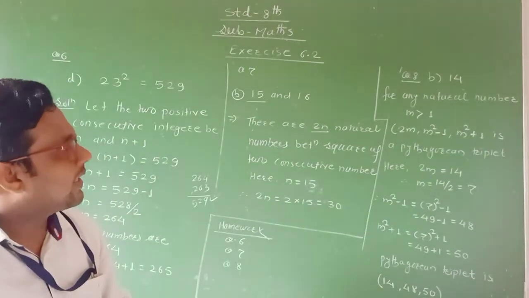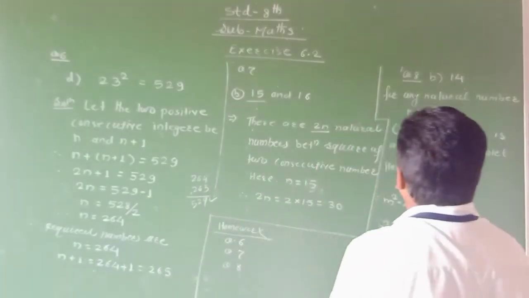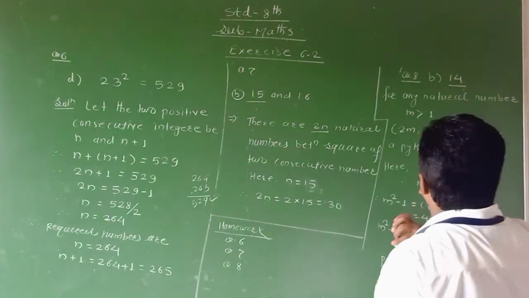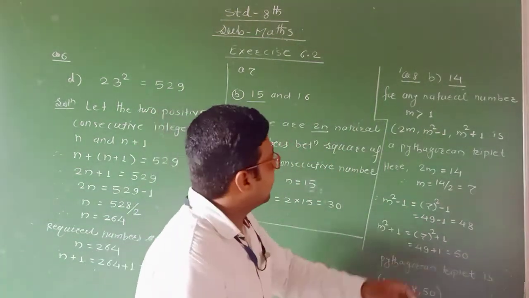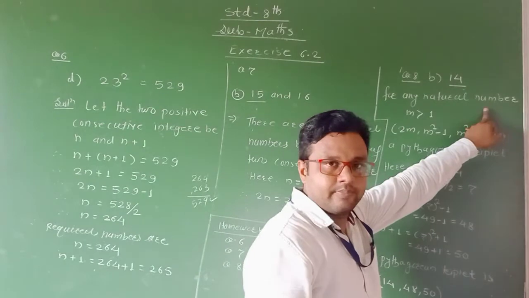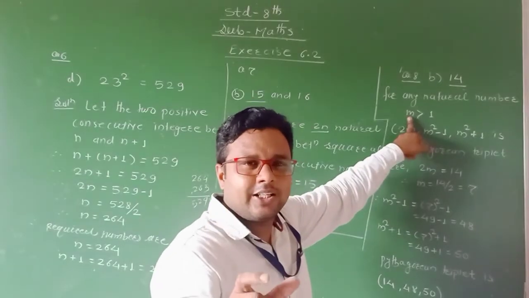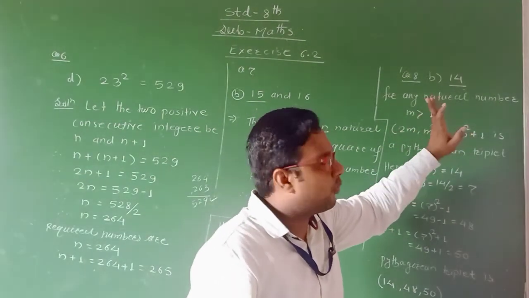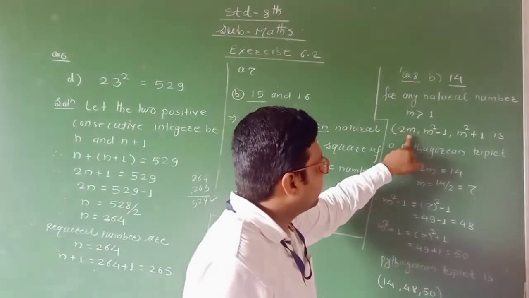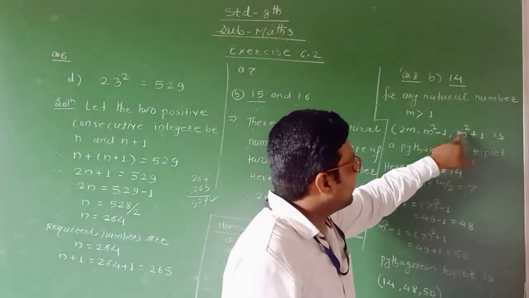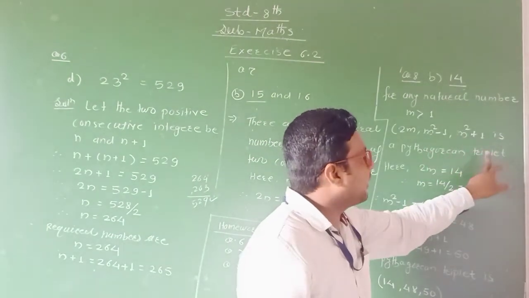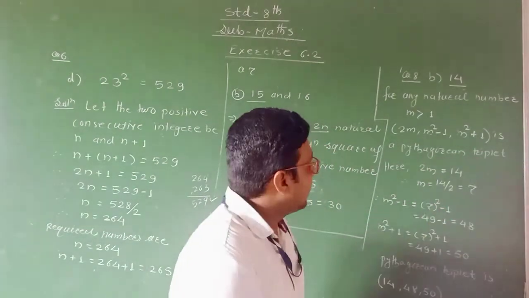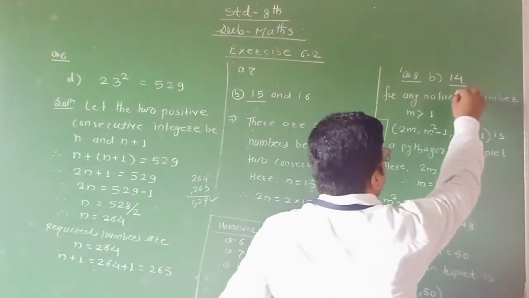Now Pythagorean triplets are given by, here I take the B example from question number 8. One of the numbers of the Pythagorean triplet is given as 14. For any natural number m, we consider m to be any natural number greater than 1. This is the condition. Then 2m, m square minus 1, m square plus 1 is a Pythagorean triplet. Then the set of these three numbers is a Pythagorean triplet. Clear?